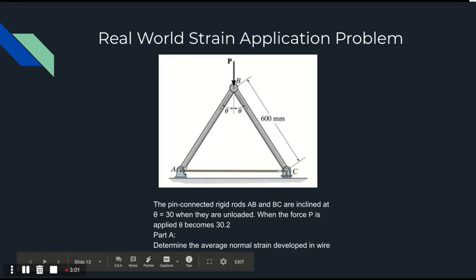And then right here, we have a real-world strain application problem, and I'll read this as well. The pin-connected rigid rods AB and BC are inclined at theta equals 30 degrees when they are unloaded. When the force P is applied, theta becomes 30.2. And part A is to determine the average normal strain developed in wire AC.